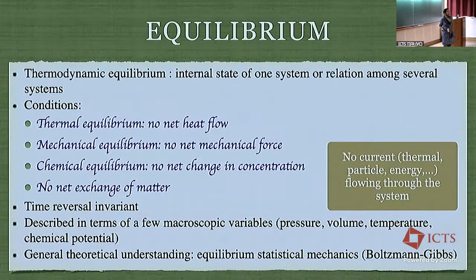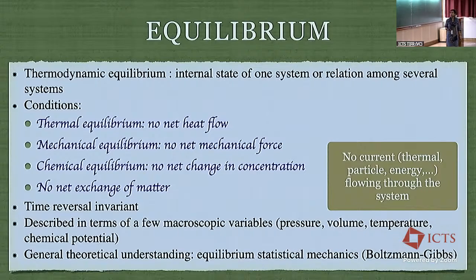Okay, so I'll start from the very basics. We are all familiar with the concept of equilibrium. Equilibrium refers to the internal state of one system or the relation among several systems. When we say a system is in equilibrium, we mean it's in thermal equilibrium, so there is no net heat flow through the system. It's also in mechanical equilibrium, so there is no net mechanical force on the system. And it's in chemical equilibrium: no net change in the concentration of different components, and no net exchange of matter. This we are all familiar with from our basic courses.